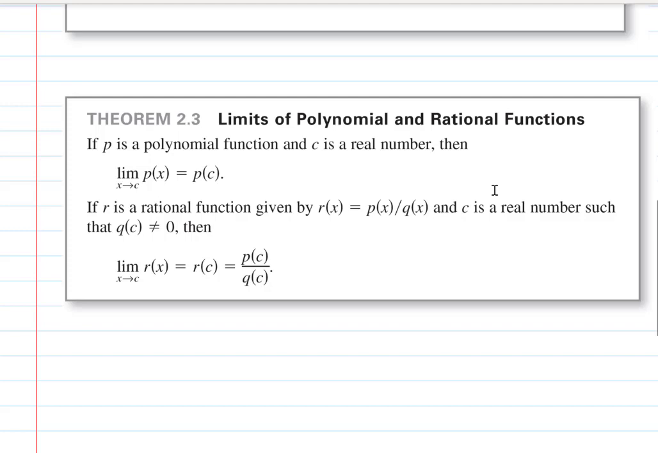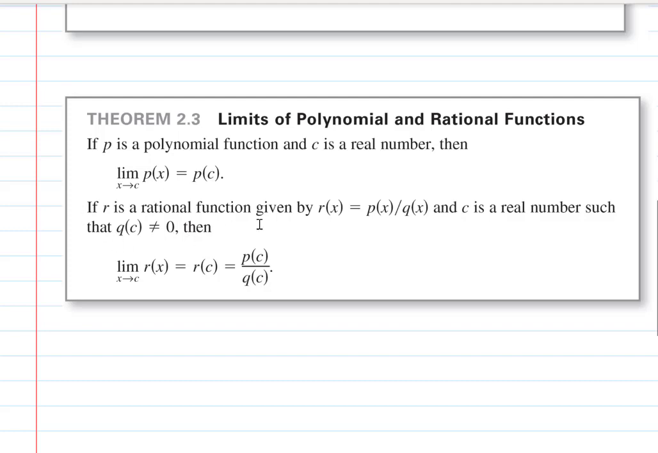Okay, so since these functions are pretty nice, we're going to be able to apply direct substitution here. You can see how if we take the limit of a polynomial function as x goes to some real number c, then that's going to be equal to the polynomial evaluated at that c. Because again, polynomials are really nice, smooth, there are no holes or anything. We're able to plug that in and just get the limit. We don't have to do anything else. This is what we call direct substitution.